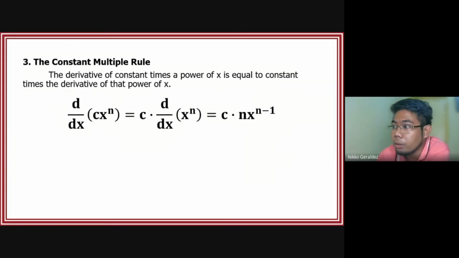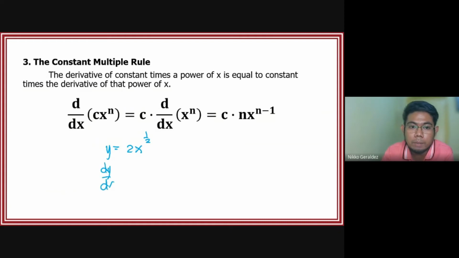Next, constant multiple rule. The derivative of a constant times a power of x is equal to the constant times the derivative of that power of x. For example, y is equal to 2x raised to 1 half. You have a power of x, x raised to 1 half, and a 2, which is the constant. To get the derivative, copy the 2, then multiply it by the derivative of the power of x.